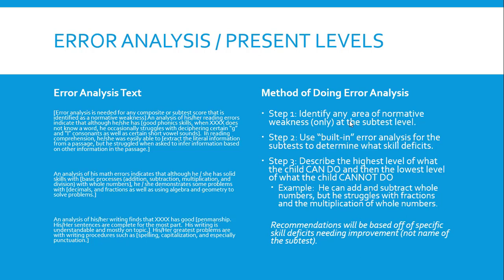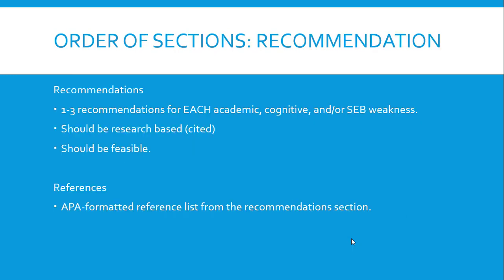So the idea would be that you take the information that's available and provide information directly to the person who's going to be doing the intervention to say, this is where we need to have this targeted. So for him, right now, the target for him either needs to be multiplication and or fractions, and that's at the basic level of understanding. And from this error analysis, that's what you're going to make your recommendations. Remembering that recommendations go at the end of the report. Remembering, too, that recommendations should be 1 to 3 recommendations for each academic, cognitive, and social-emotional behavioral weakness.